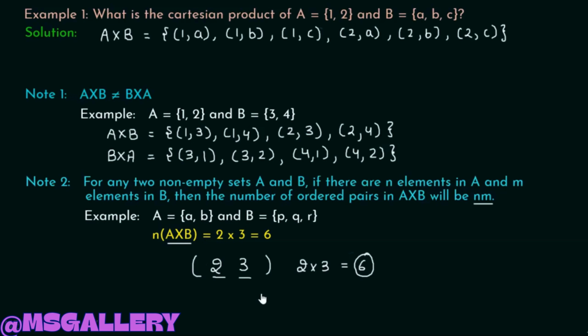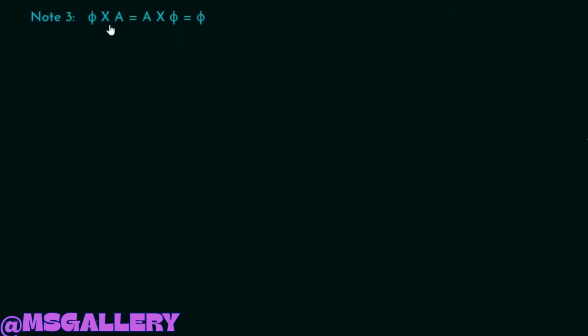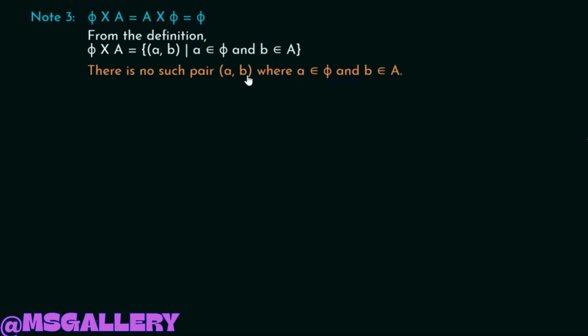Now let me tell you one more important point. Please note that phi cross A is equal to A cross phi, which is equal to phi. Why is that so? From the definition, we know that phi cross A is equal to the set of all ordered pairs (a, b) where a belongs to phi and b belongs to A. This is from the definition of Cartesian product, right? Here a must belong to phi and b must belong to A because this is phi cross A. Now it is not possible that some element a can be a member of phi, right? Therefore, there is no such pair (a, b) where a belongs to phi and b belongs to A. Thus, we can say that this set is equal to phi.